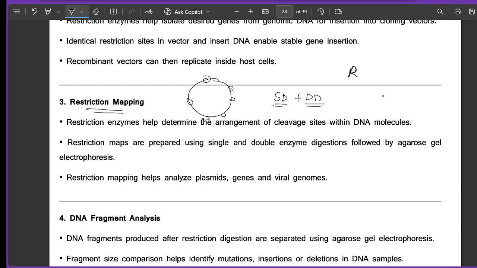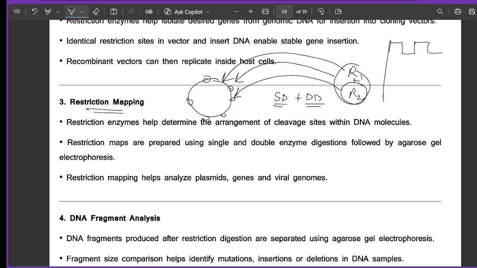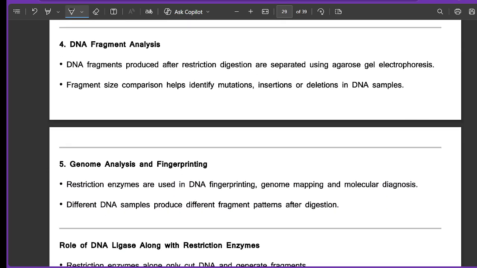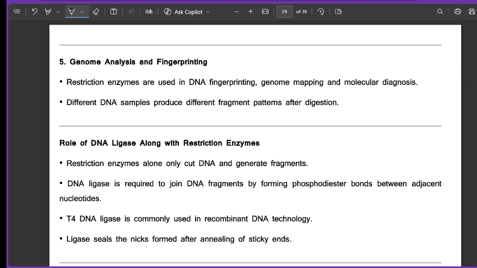Suppose you are taking two restriction enzymes, R1 and R2. One time you take only R1 and let it act upon this. At the second instance you only take R2 and let it act upon this. And at another instance you take both of them and let them act upon this particular DNA. Then whatever fragments are generated, you do gel electrophoresis of that, and you will easily come to know how they are acting and what the exact locations of those restriction sites are. You can even do analysis of the DNA fragments, genomic analysis and all that.